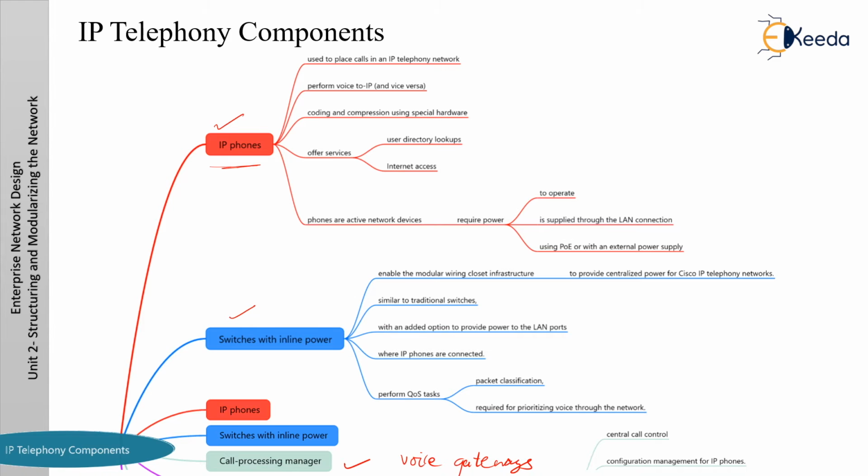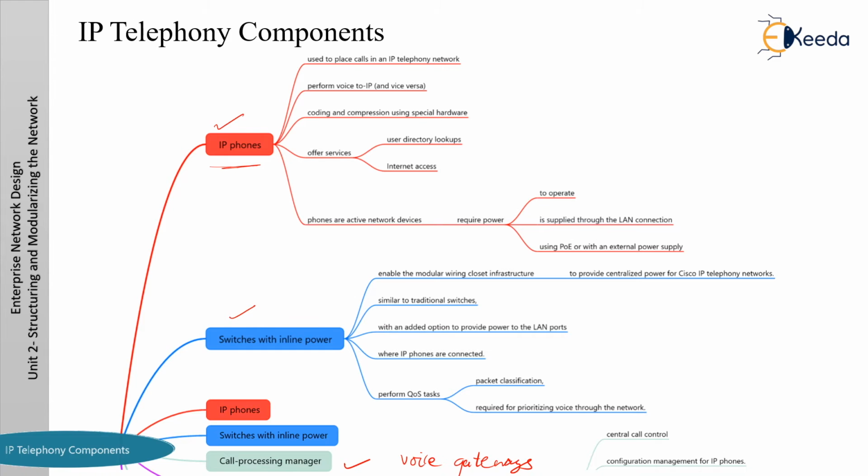The phones are active network devices that require power to operate. Power is supplied through LAN connection using PoE or with external power supply. Second is switches with inline power. Switches with inline power, that is PoE, enable the modular wiring closet infrastructure to provide centralized power for Cisco IP telephony network. These switches are similar to traditional switches with an added option to provide power to the LAN ports where IP phones are connected.